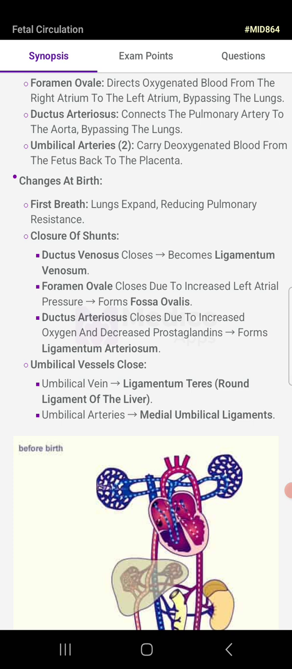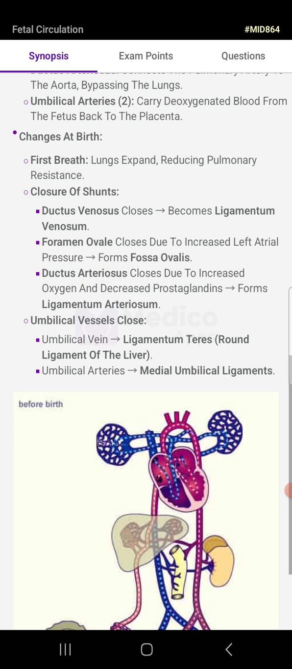Changes at birth. First breath, lungs expand, reducing the pulmonary resistance. Closure of shunts. Ductus venosus closes, becomes the ligamentum venosum. Foramen ovale closes due to the increased left atrial pressure, forms the fossa ovalis. Ductus arteriosus closes due to the increased oxygen and decreased prostaglandin, forms the ligamentum arteriosum.